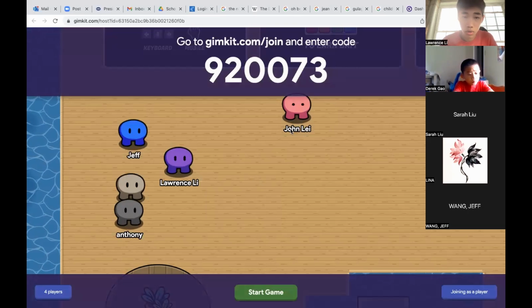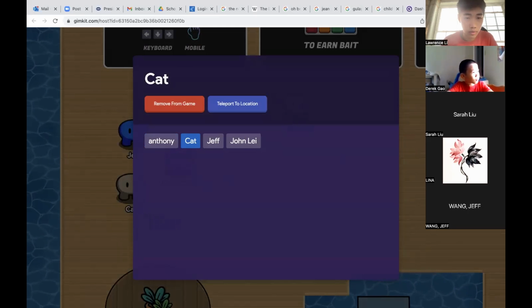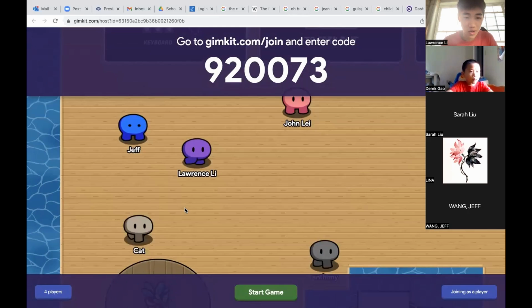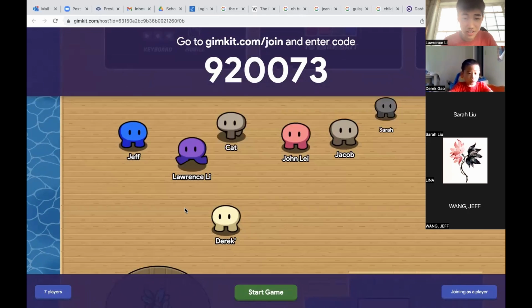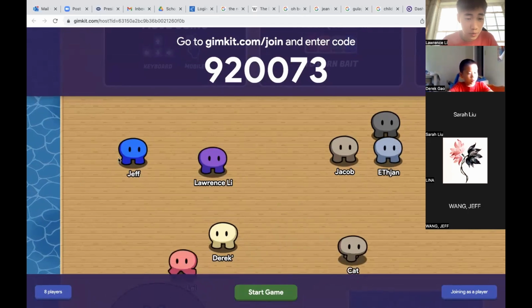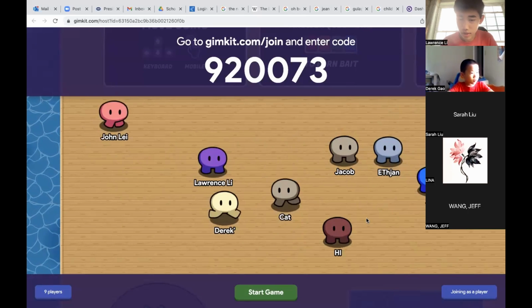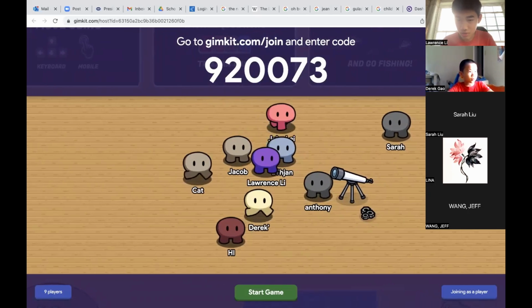Okay, wow. Everyone are these little blob things. Okay, we have a cat. Oh, you can move around. So we have Jeff, John, Derek, Kat, Jeff, Ethan, Jacob, Sarah, Anthony.